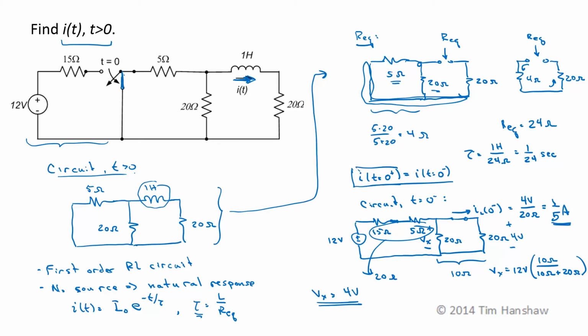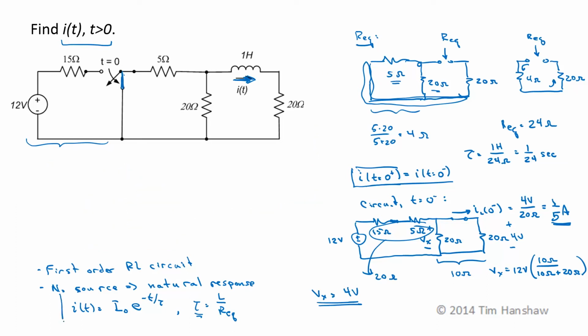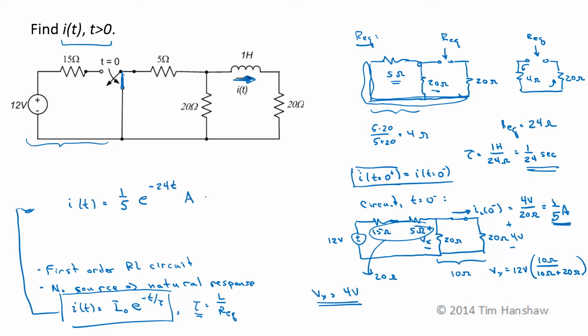So let me just make a little bit of room here. Taking this form of the solution and plugging stuff in, i of t is going to be I0, which is 1/5, e to the minus t over 1 over 24. So e to the minus 24t, in amps, and that will be appropriate for t greater than 0. Now as usual, we want to check everything that we can. We can at least check the time constant and the form of the solution by writing a differential equation for the circuit, and that'll help us have confidence in this result.